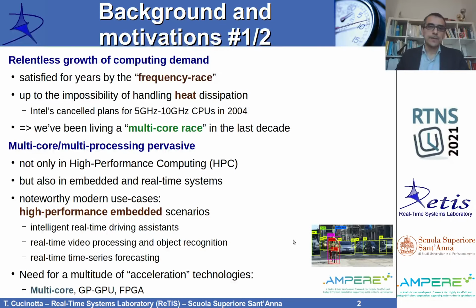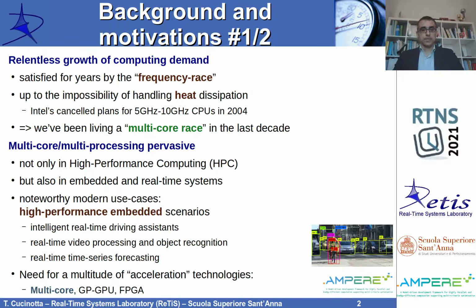As we know, we are witnessing a relentless growth in computing demand in ICT, which has been satisfied for years by the so-called frequency race, where the frequency of CPUs has been increasing up to the point where we reached the impossibility of handling heat dissipation, as witnessed back in 2004, when Intel had to cancel their plans for CPUs in a frequency range between 5 and 10 gigahertz. So since then we've been living in a multi-core race era, and multi-core and multiprocessing platforms have become pervasive, not only in high-performance computing but also in embedded real-time systems.